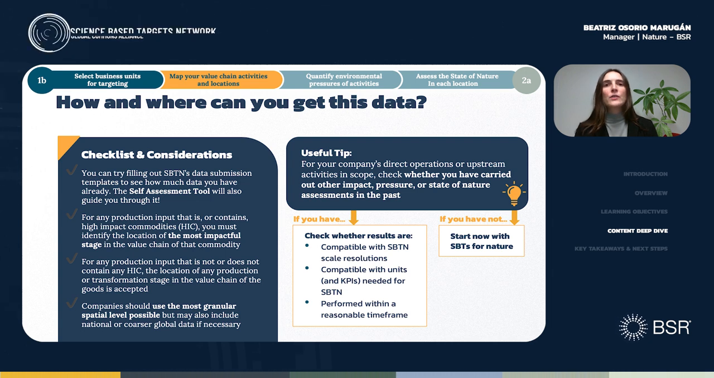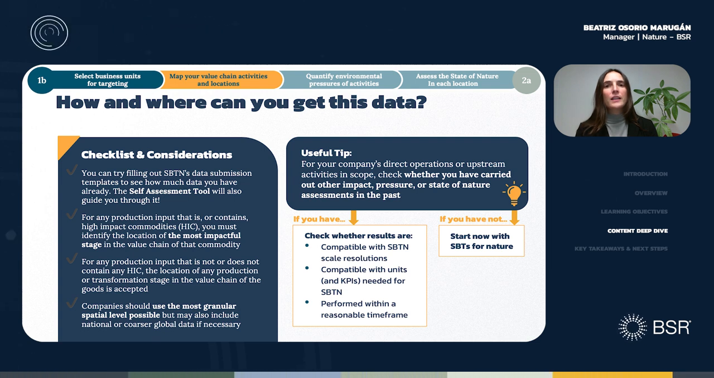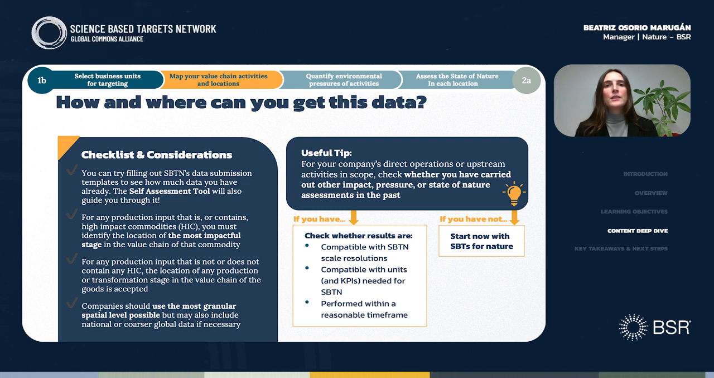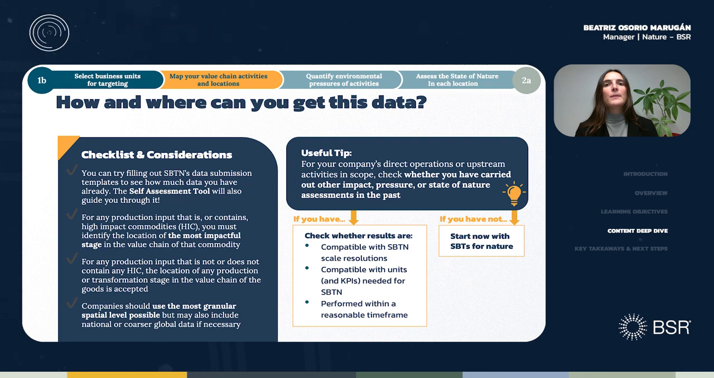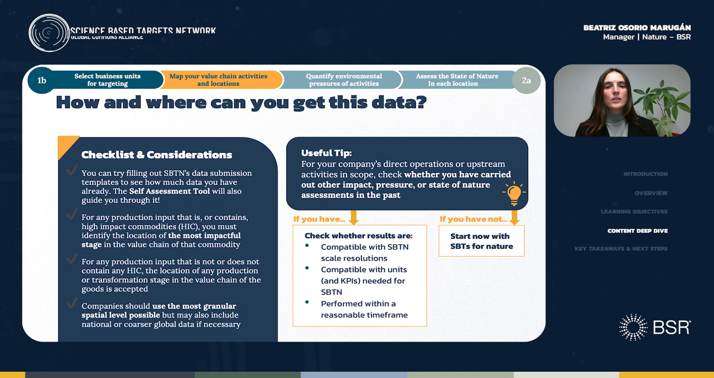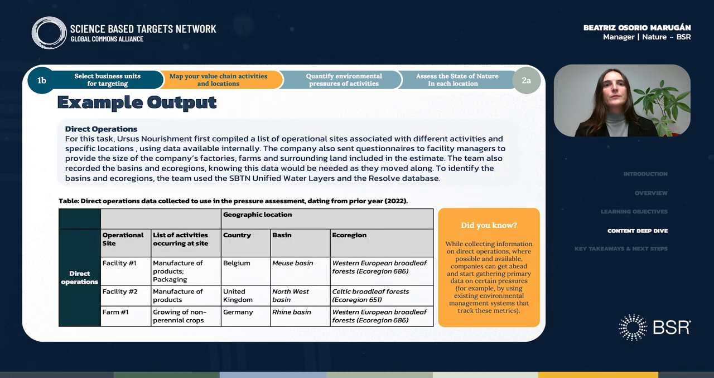Companies should also use the data gathering process as an opportunity to document current gaps in data availability and begin plans to strengthen internal capacity and data availability through these tools, systems, resources, approaches, and so on, which will facilitate not only the SBTN target setting process, but also the company's availability and ability to comply with emerging regulation, reporting, and disclosure. Now, here's an example of a typical output of this task.